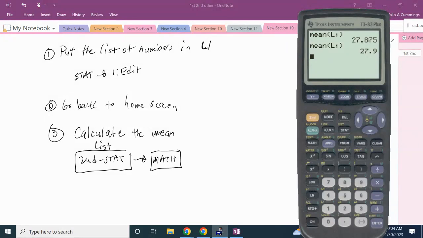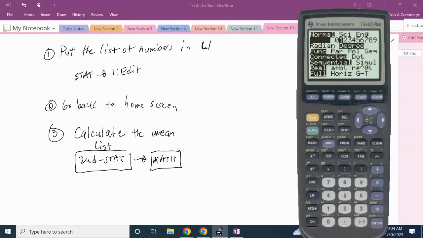Can you tell us how to go back? To go back and change it, you just hit mode and set it to float. That's the standard setting. If you go back now, it's not going to round it, not the median or anything else. I'll just let it stay on float to see how it works.